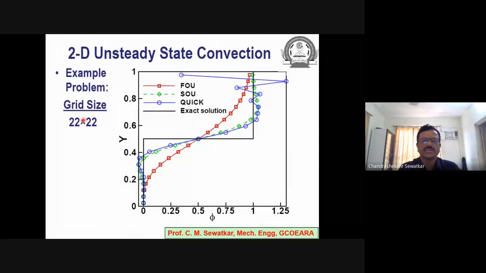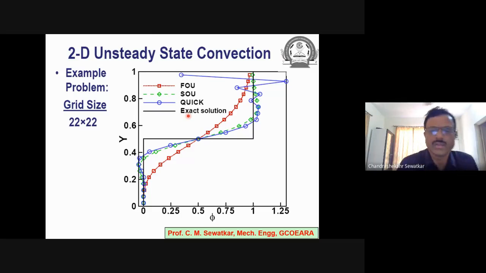The grid size is 22 by 22. You can see my FOU convection scheme. The results are shown by red line, SOU is shown by green, and quick is shown by blue. The exact solution is by black line. You can see the quick convection scheme gives me the solution which oscillates far away from that of the exact solution when my grid size is 22 by 22.